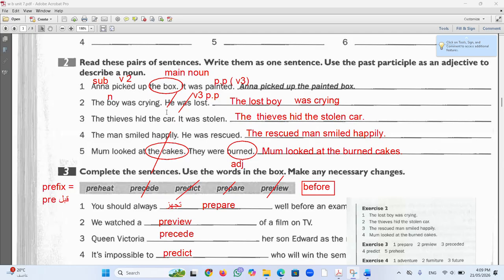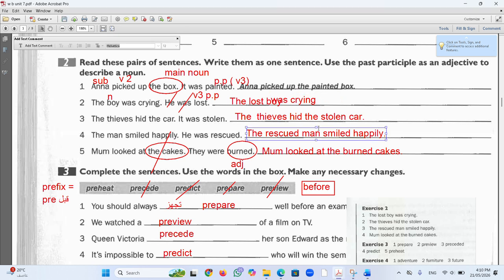How to write the sentence? Now you will look for the noun. The main noun here is the word boy. So copy the sentence the same. Just cross out he and cross out was. To write what? The lost boy was crying. Okay? Next. In the next sentence.